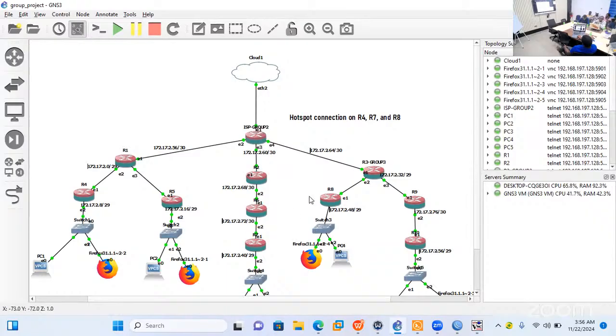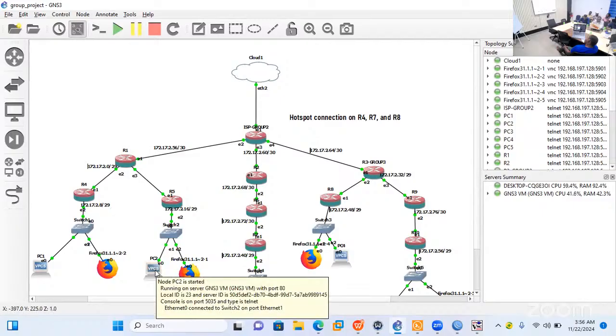So we did the subnetting, and we used the routing protocol RIP to make the routers talk to each other. So at the end of this whole thing, after RIP and hotspot connected to R4, R7, and R8, it was able to talk to the internet, and the routers were able to talk to themselves. So that's it.